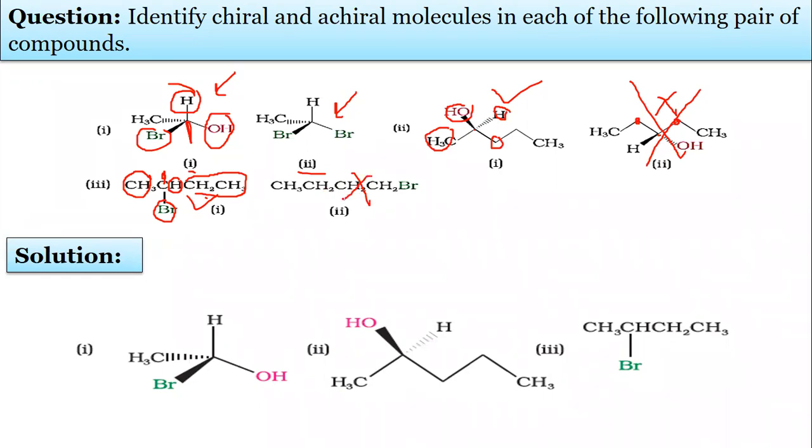having the chiral carbon. So you understand, such types of questions can be asked in the examination: identify the chiral molecule and achiral molecules. So you understand what is chiral and achiral. We only have to identify the 4 different groups.